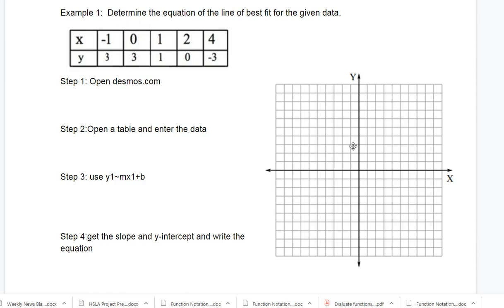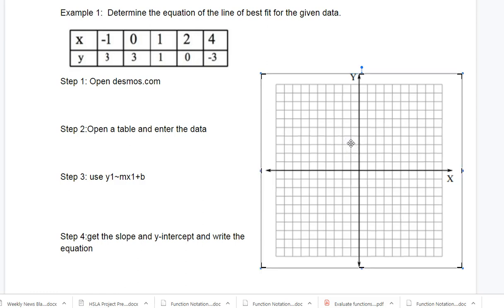So you've got (-1, 3). You've got a point there. You've got (0, 3). You've got (1, 1). You've got (2, 0). You've got (4, -3). Okay, so if I look at that, I'm seeing something like this.